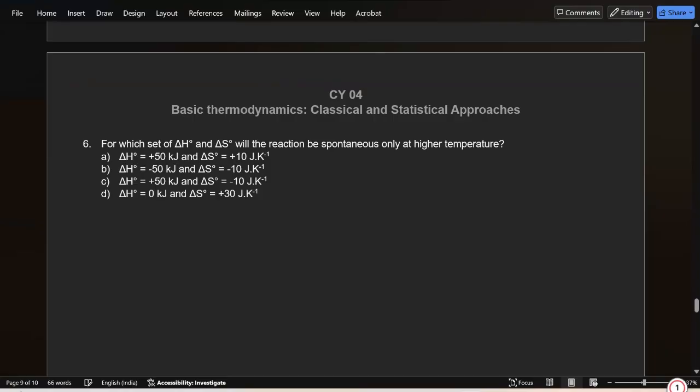Now let's come to the sixth problem, where we have to find out whether a given set of variables leads to a spontaneous process or not. What is the formula that we are going to use here? Delta H and delta S. What is the formula for Gibbs free energy change? Delta G is equal to delta H naught minus T delta S naught. Correct, this is the formula. And what is the condition for spontaneity?